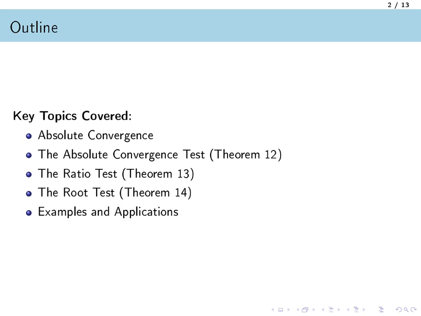Then, we will introduce two powerful new tools for testing a series for convergence: the ratio test and the root test. We will state the theorems for each and discuss the conditions under which they can be applied. Finally, we will work through several examples to see how to use these tests in practice and to build our intuition for when each test is most effective.